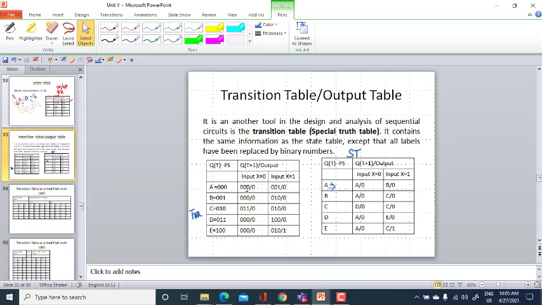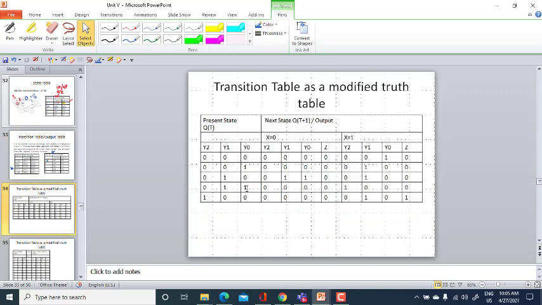So the transition table is nothing but you will be having only binary values for the present state, the next state, and the output. That is your transition table. And now convert the transition table again as a truth table.